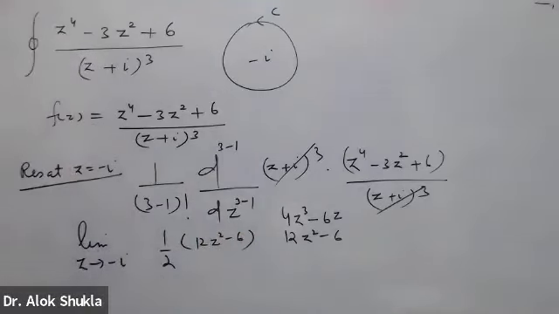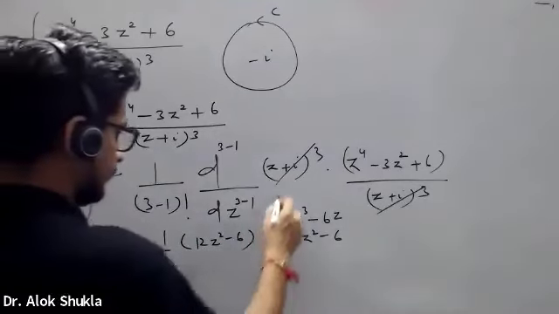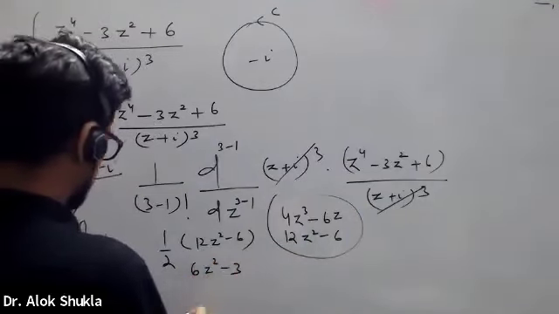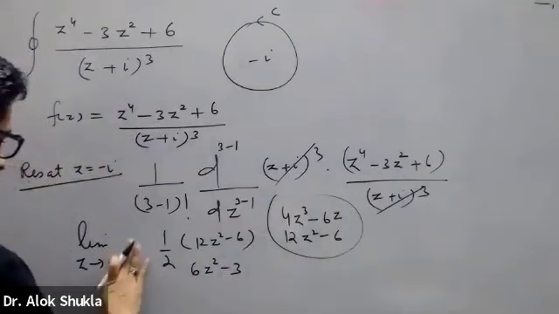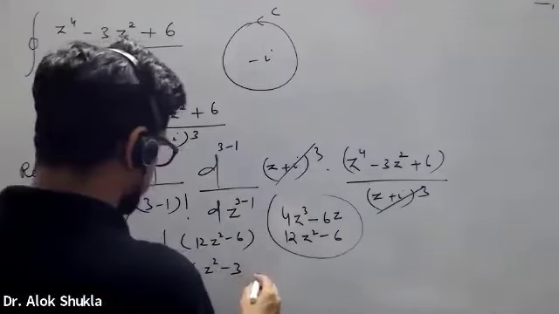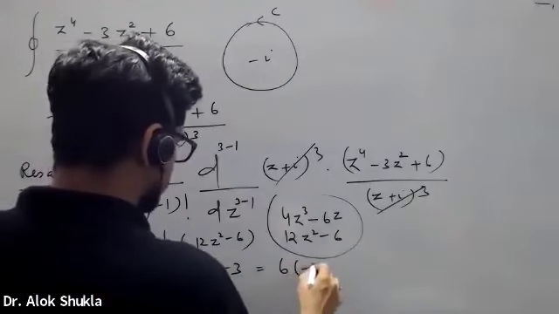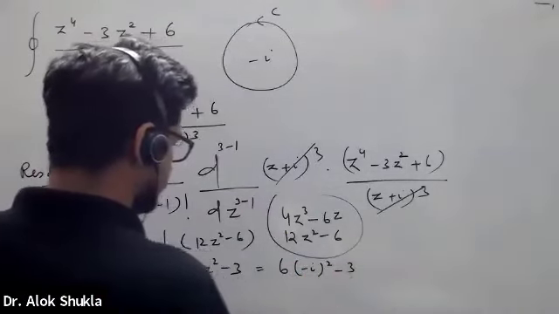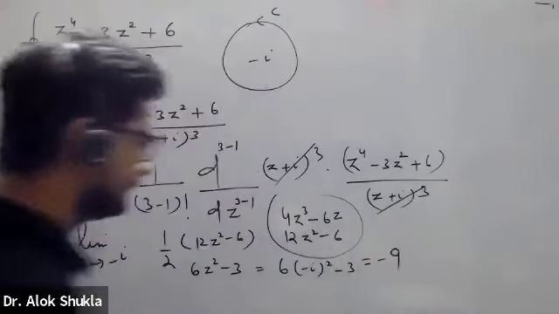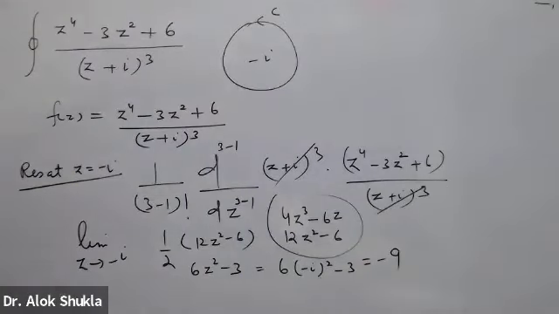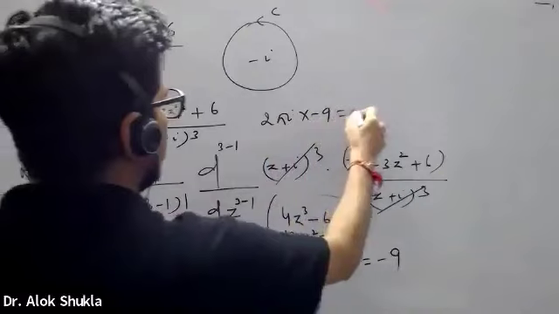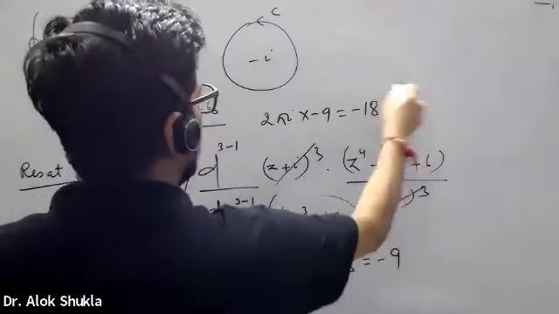So what will be the answer? It will be 6z square minus 3, and putting z equal to minus i, 6 times minus i square minus 3, so minus 9. So what will be the answer? 2 pi i into minus 9 means minus 18 pi i is the answer.